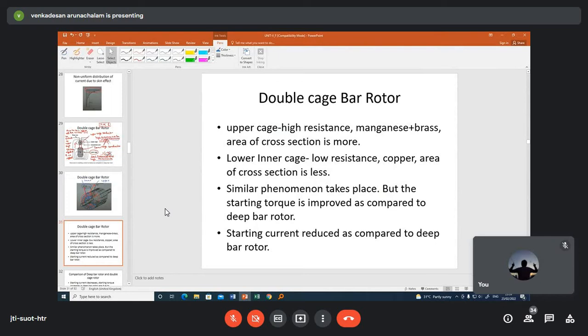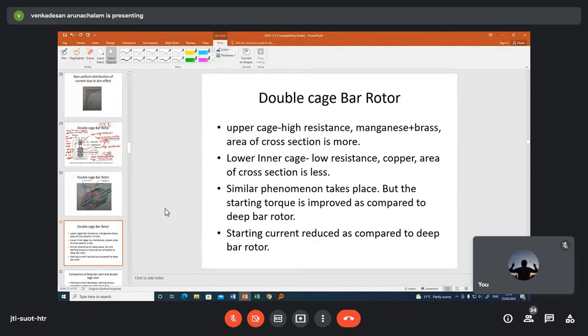So that is what I have written here. Upper cage: high resistance. The material used is magnets in combination with brass. Area of cross section is more, so that it will have high resistance. And the lower inner cage has low resistance. The material is copper. Area of cross section is less because it has low resistance.